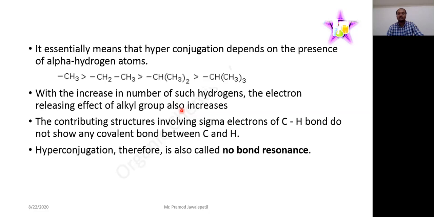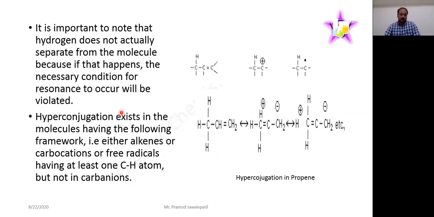The contributing structure involving the sigma electrons of the carbon-hydrogen bond does not show any covalent bond between carbon and hydrogen. Friends, hyperconjugation is therefore called no bond resonance. It is important to note that hydrogen does not actually separate from the molecule, because if that happens, the necessary condition for resonance to occur will be violated. Friends, see in this structure, the hydrogen atom does not actually separate from the molecule.